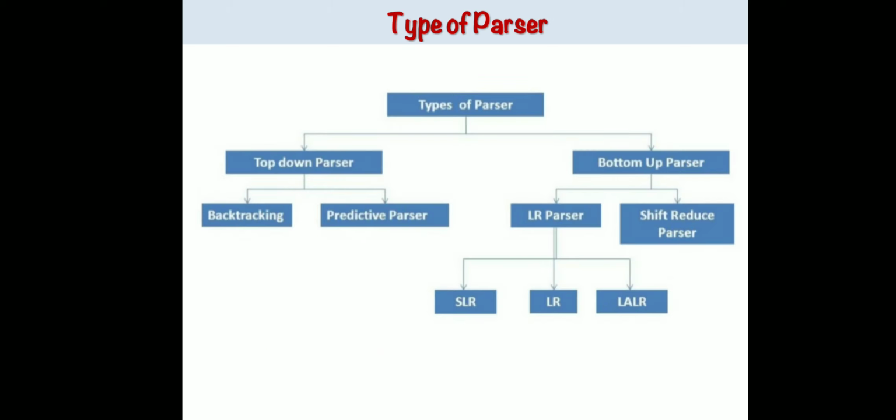The next slide is all about the types of parser. A parser has mainly two types: top-down parser and bottom-up parser. A top-down parser can be further classified into backtracking and predictive parser. On the other hand, a bottom-up parser can be classified into LR parser and shift-reduce parser. Further, LR parser can be classified into SLR, LR and LALR. LR parser stands for left to right parsing.